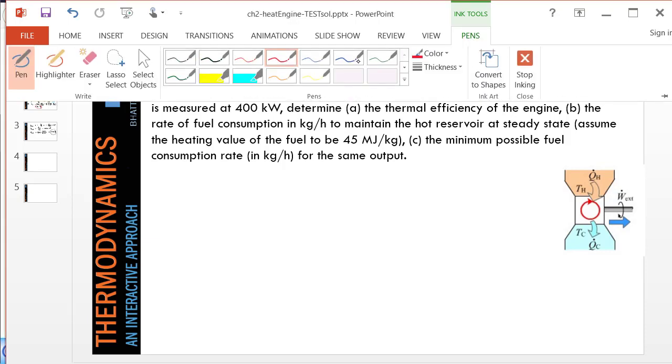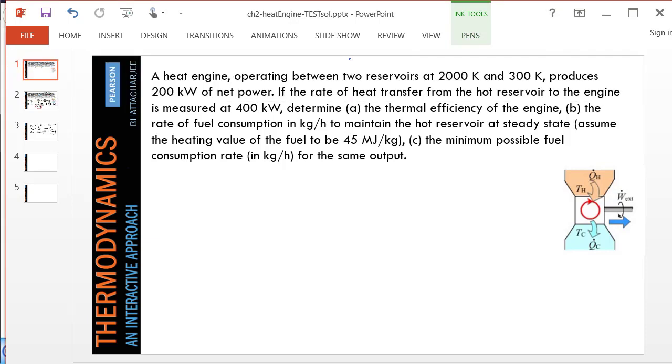This is a heat engine problem where the temperature of the reservoirs are supplied. This is the hot reservoir on this side and cold reservoir. Not only that, it produces 200 kilowatts of net power. So the net power is given as well as the heat transfer from the hot reservoir to the engine, how much is Q dot H is supplied. In other words, a problem cannot get any simpler than that.